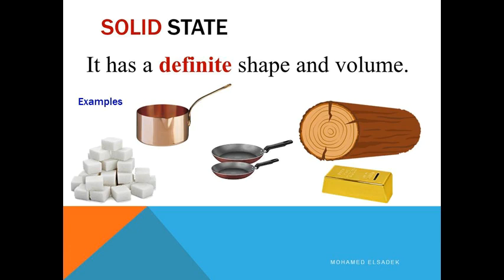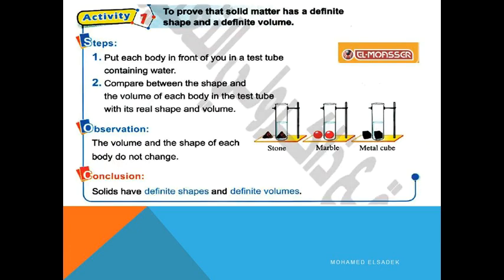Definite shape يعني ليها شكل ثابت. أي مادة صلبة شكلها ثابت ما بيتغيرش، تمام؟ It has a definite shape and a definite volume يعني ليها شكل ثابت and definite volume حجم ثابت. Some other examples of solid matter: sugar, table salt, gold, silver, copper and aluminium. أهم حاجة لازم تعرفها في الـ solid matter that it has definite shape and definite volume. Definite يعني ثابت.